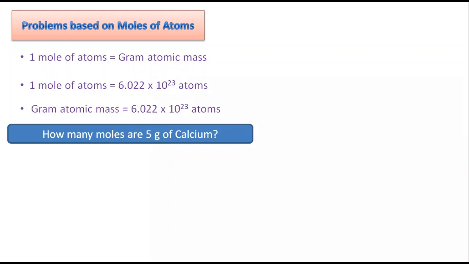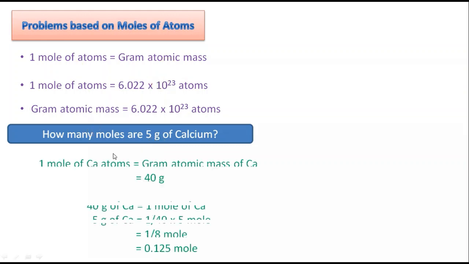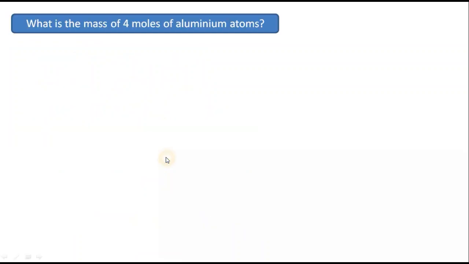Now, gram atomic mass is equal to 1 mole, right? So we can write that 1 mole of calcium atoms is equivalent to the gram atomic mass of calcium. What is the gram atomic mass of calcium? That is 40 grams. So 1 mole represents 40 grams of calcium, but we need to find the moles in 5 grams, not 40 grams. So 5 grams is equal to 1 divided by 40 times 5, which is 0.125 moles. That means there are 0.125 moles in 5 grams of calcium.